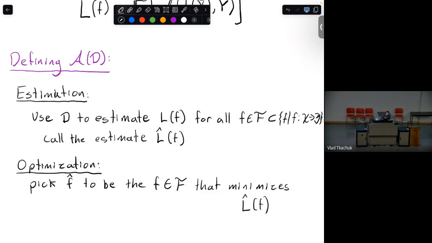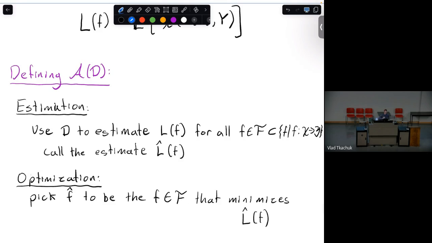Okay. And I wanted to mention one more thing, which is that this is the more theoretical view, but sometimes people will call this function empirical risk minimization.